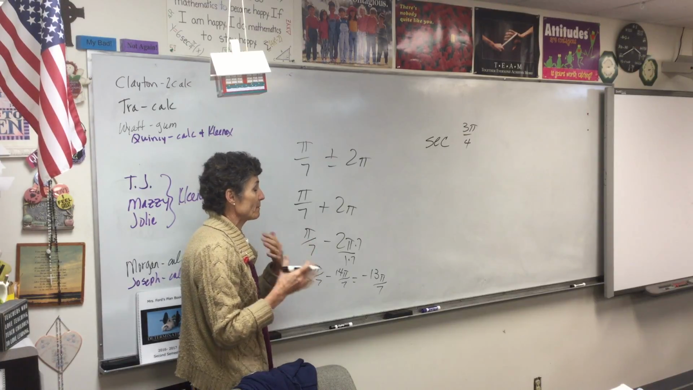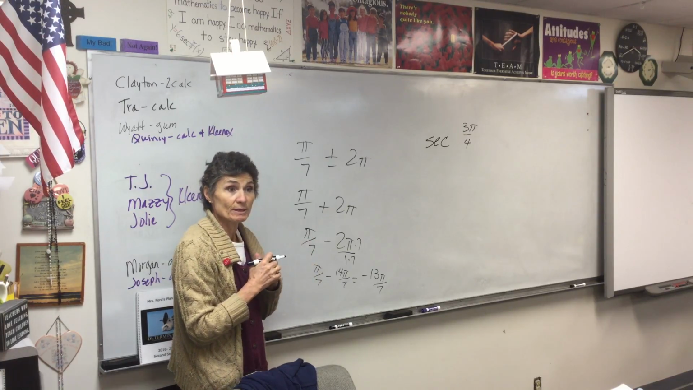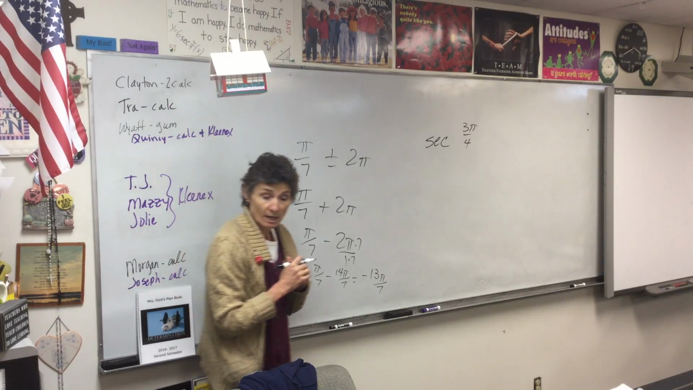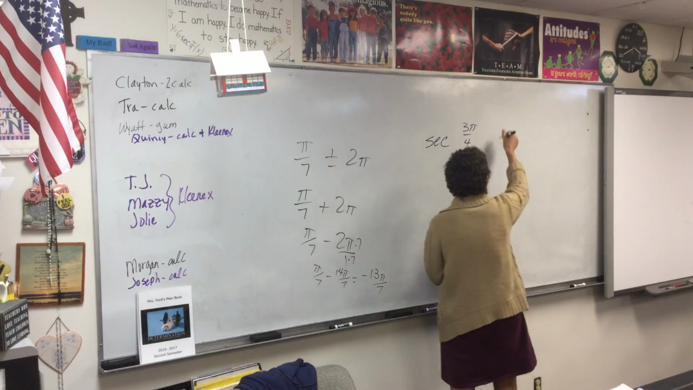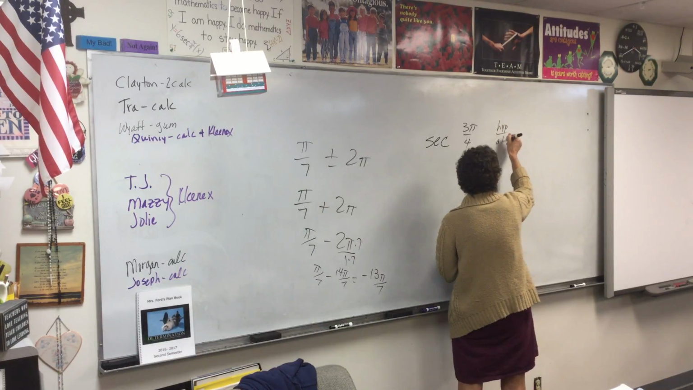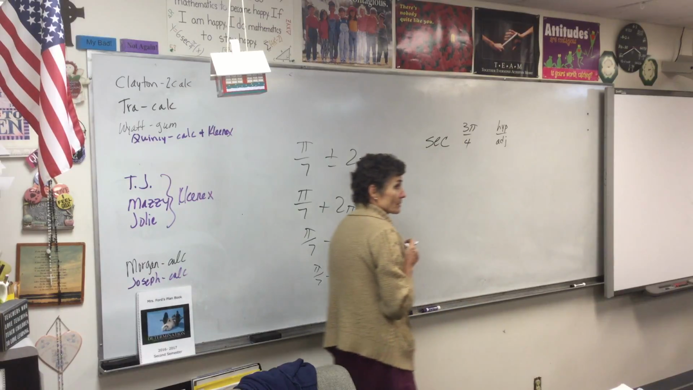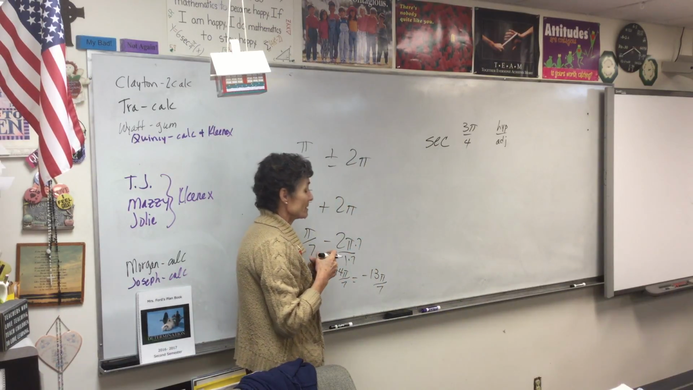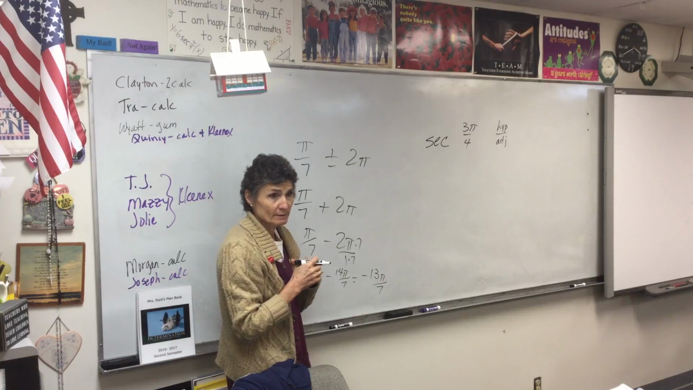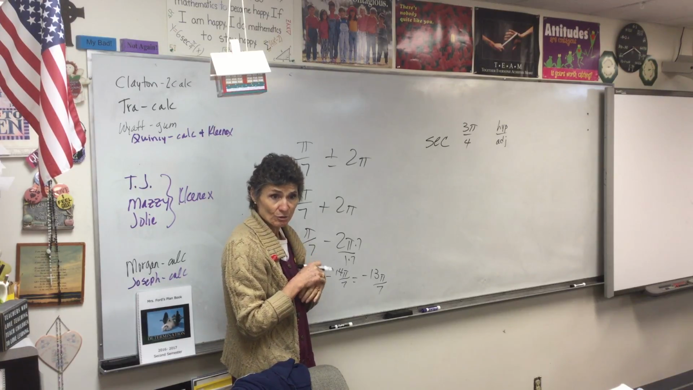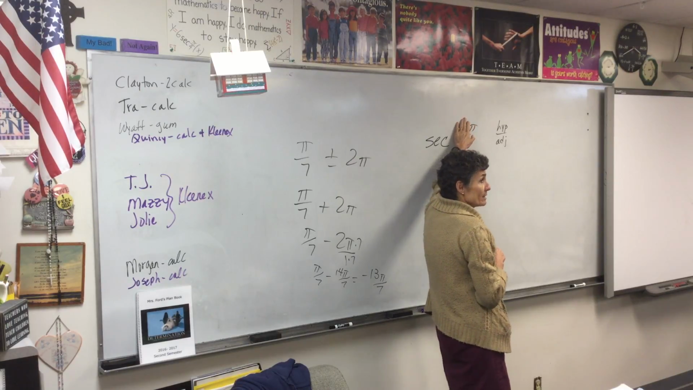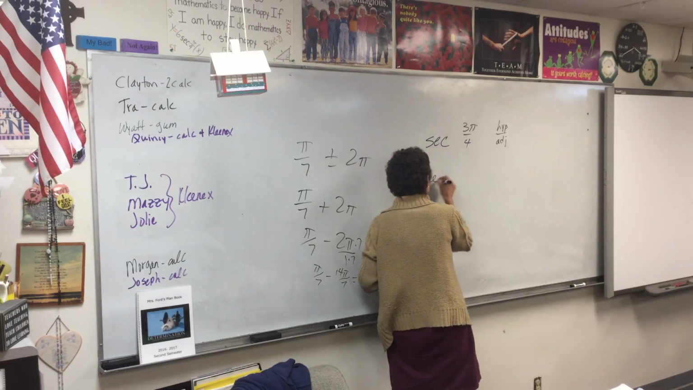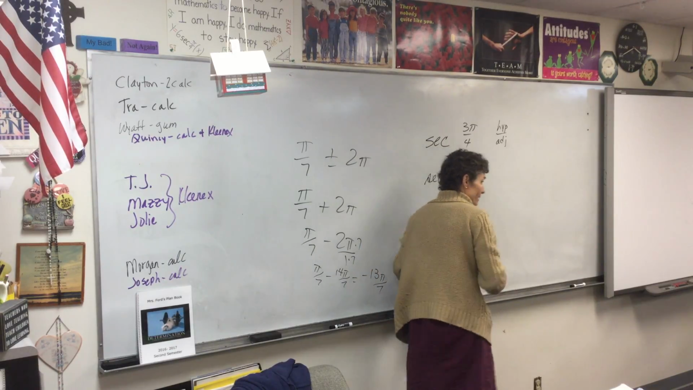So a couple of things pop in my head. One is the secant is the reciprocal of the cosine. Cosine, SOH-CAH-TOA, is adjacent over hypotenuse, so I'm going to be looking for hypotenuse over adjacent. The other thing that pops into my head is 3 pi over 4 is a radian measure, and I might want to change that into degrees. So pi is 180, divided by 4 is 45, times 3 is 135. So I'm finding the secant of 135.